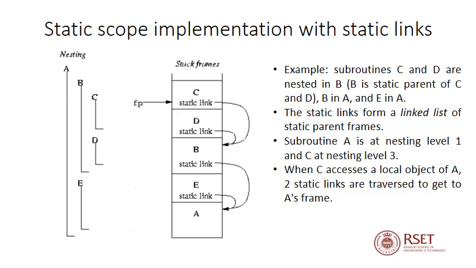A is the enclosing subroutine for the nested subroutines B and E. Now within the nested subroutine B, we again have two other nested subroutines C and D. That means B is the enclosing subroutine for nested subroutines C and D. And we have already discussed that a nested subroutine can be active only if its enclosing scope is active.